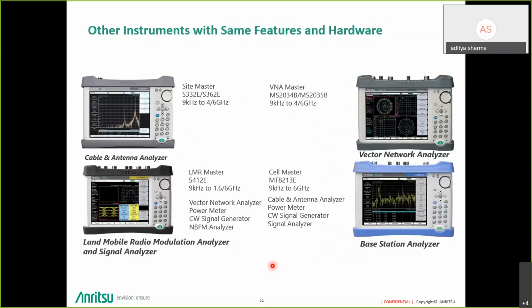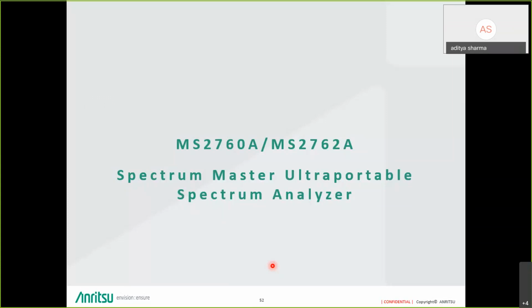These instruments have the same features as what we talked about in MS2711E, 12E, and 13E. So 4 gigahertz, 6 gigahertz. We have VNA Master, we have Site Master, we have LMR Master, which goes up to 6 gigahertz with a combination of VNA, power meter, CW signal generator, NBFM analyzer. Then we have Cell Master, which is a combination of spectrum analyzer, cable antenna analyzer and CW signal generator.